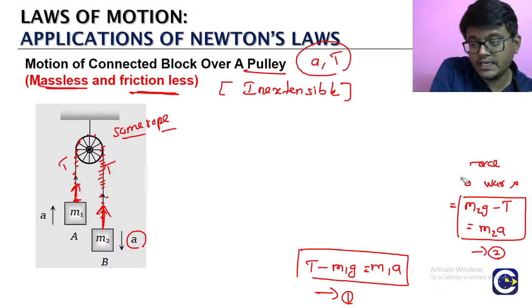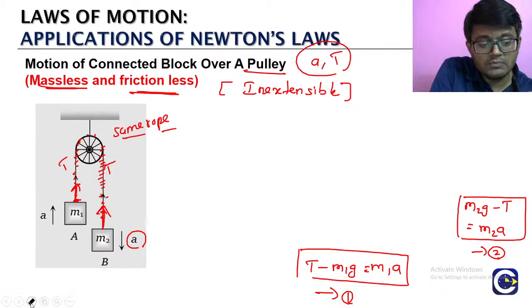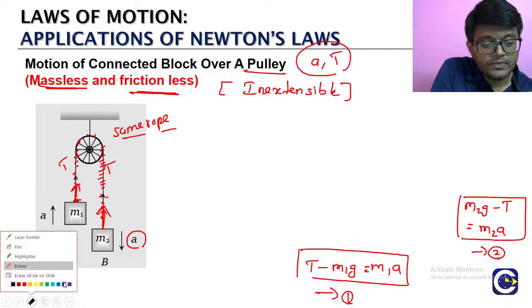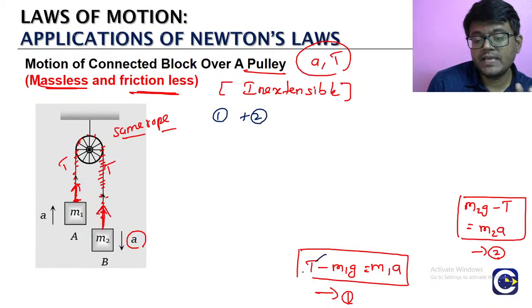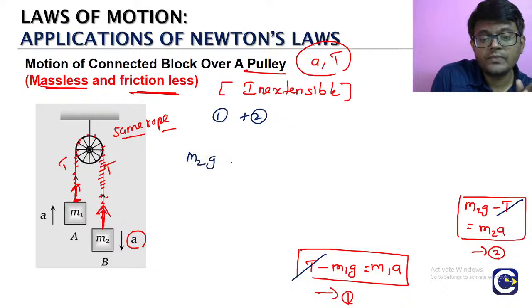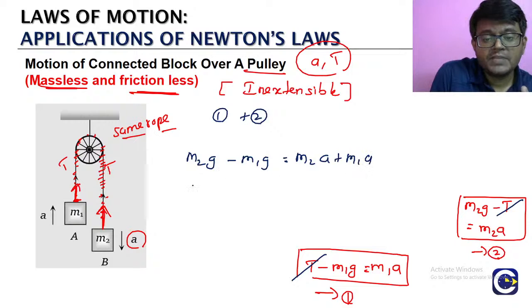How can we get the variables here? A is one variable and T is the other. So how can we get it? Think about adding both the equations. If you add both the equations, equation 1 plus equation 2, here in the LHS we have T minus T, they will cancel. So what do you have? M2G minus M1G is equal to what? Right side, what is it? M2A plus M1A.